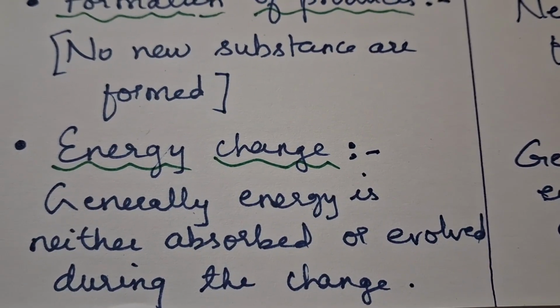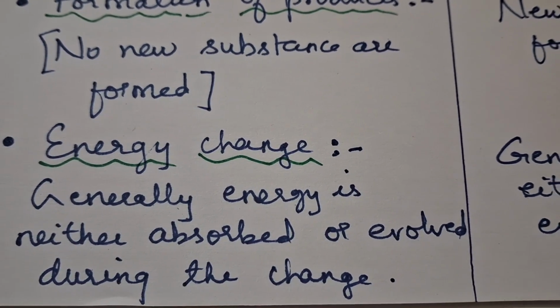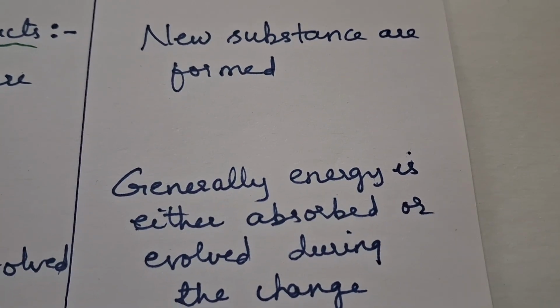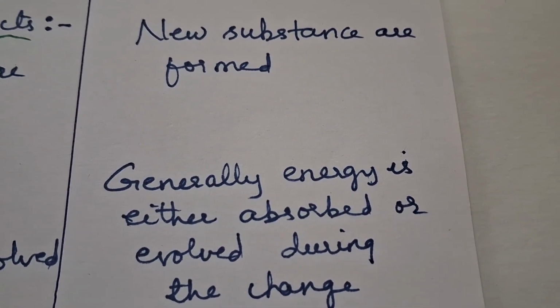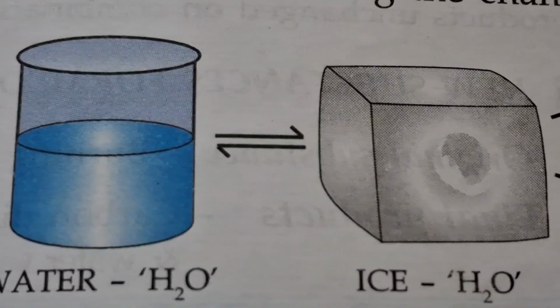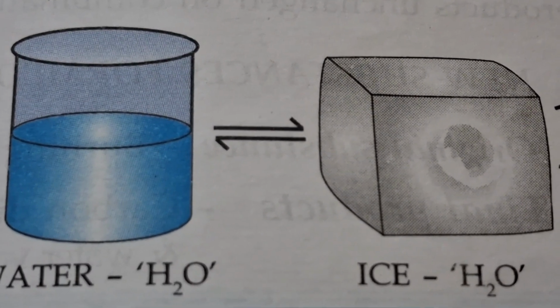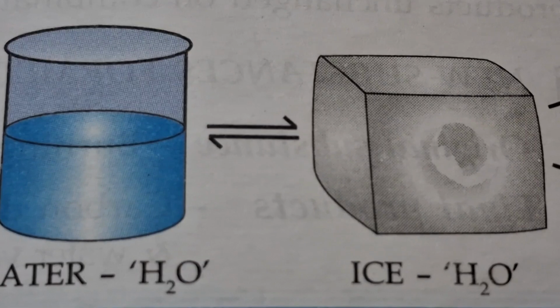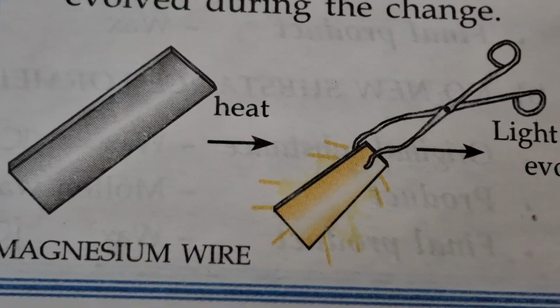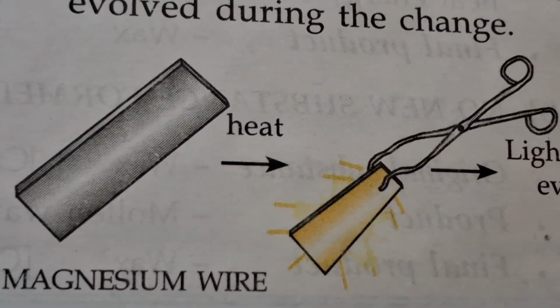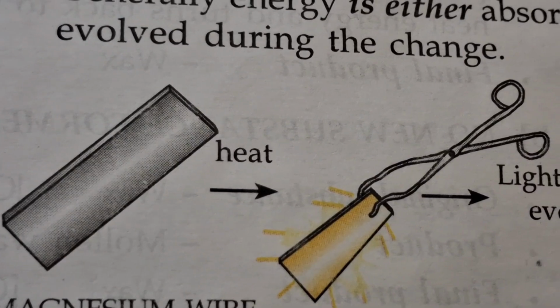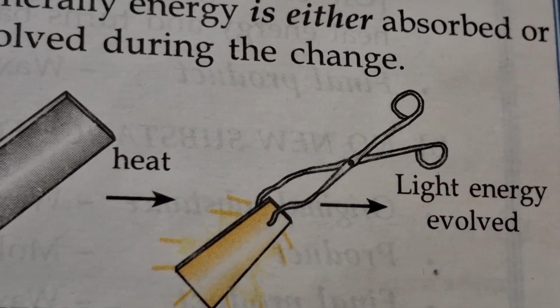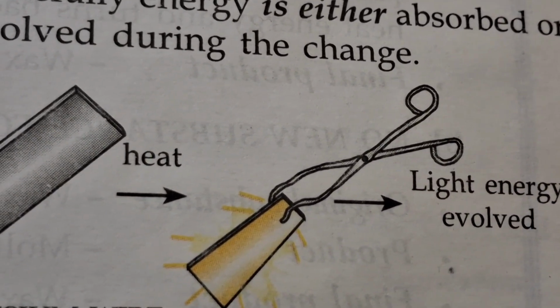Energy change: generally energy is neither absorbed nor evolved during a physical change, whereas in chemical change, generally energy is absorbed or evolved during the change. Water changing to ice, no energy is evolved or absorbed. Whereas on burning a magnesium wire, it gives light, and light energy is evolved here.